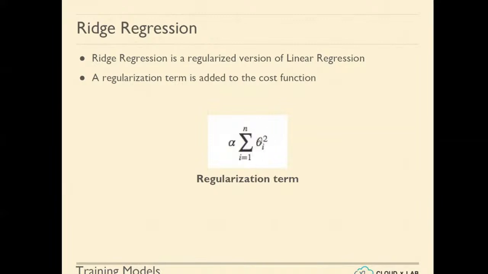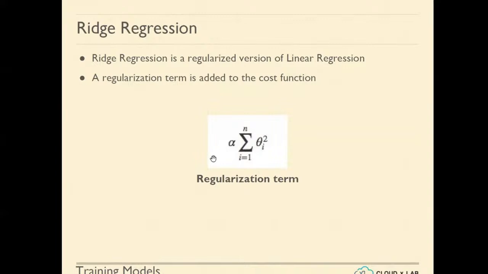Why 2? Because here we are using squares, right? Theta i squared we are using, and in the summation we are using i equal to 1 to n, which means theta 0 we are not considering. The bias term we are not considering, and we are considering all other remaining terms, so theta 1, theta 2, theta 3, all terms we are including in this summation, right?